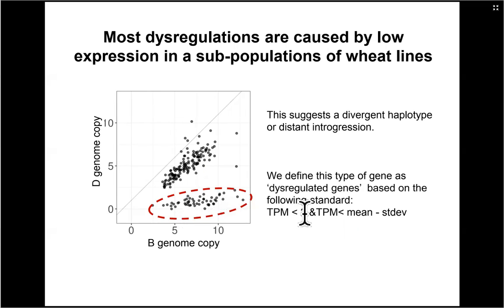In our panel, there are 59 genes showing this pattern, and we define them as dysregulated genes using some standards. Here we use TPM minus 2, the TPM mean minus standard deviation of the population. Basically, we are looking for the lowly expressed genes or the silenced genes compared with their homologous copies.